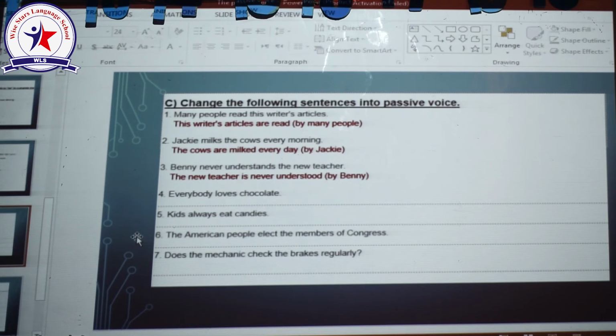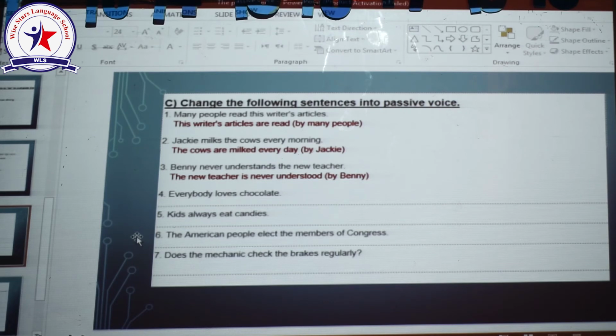Number 2, Jackie milks the cows every morning. Jackie, subject. Milks, verb. The cows, object. And I will start with the object. Very good. So the cows, followed by verb to be. The cows are, followed by the past participle form of the main verb. The cows are milked, because it's regular, just ed. The cows are milked every day. I can add by Jackie.